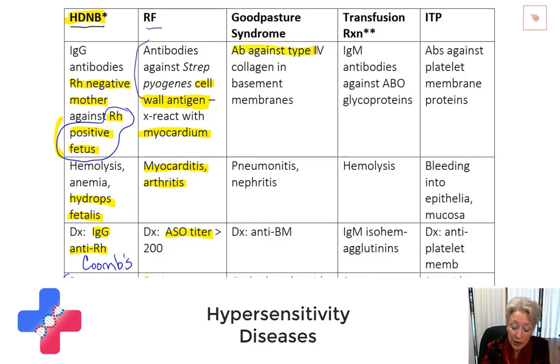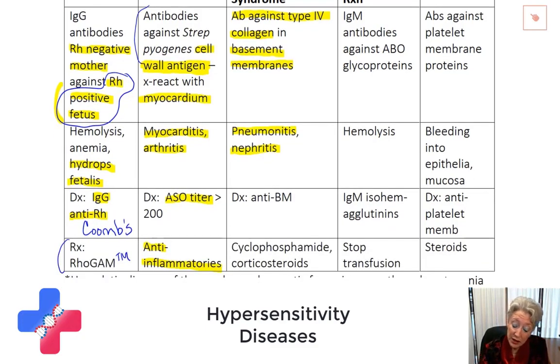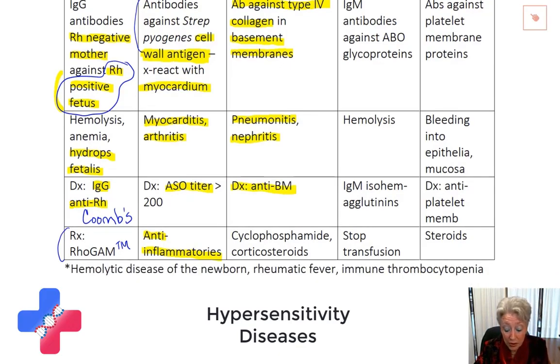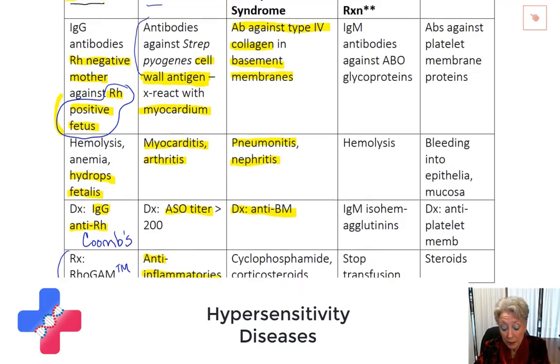Goodpasture syndrome is a case where the patient makes antibodies against their own type 4 collagen. And if you remember, that is found in the basement membranes of your lung and kidney. So the place where the antibody binds and activates complement and causes inflammation is going to be in those lungs predominantly. I diagnose it by finding those anti-basement membrane antibodies, and I treat with steroids and cyclophosphamide.